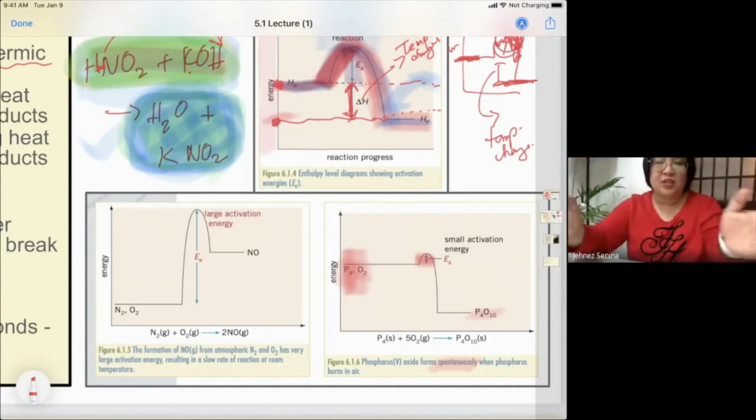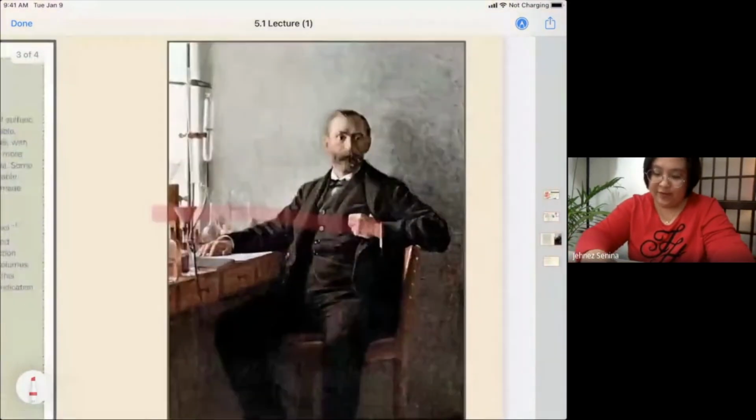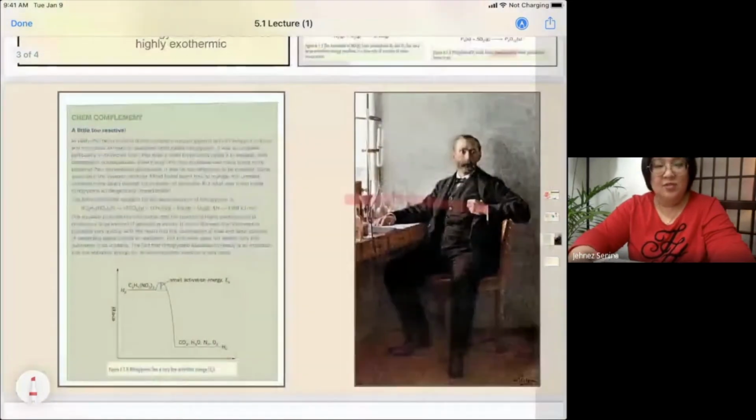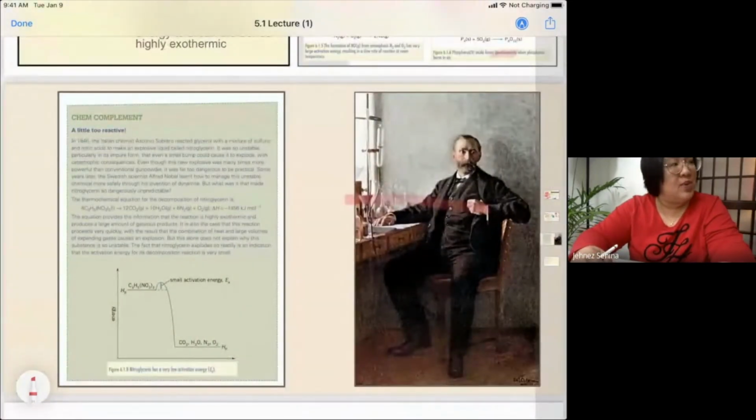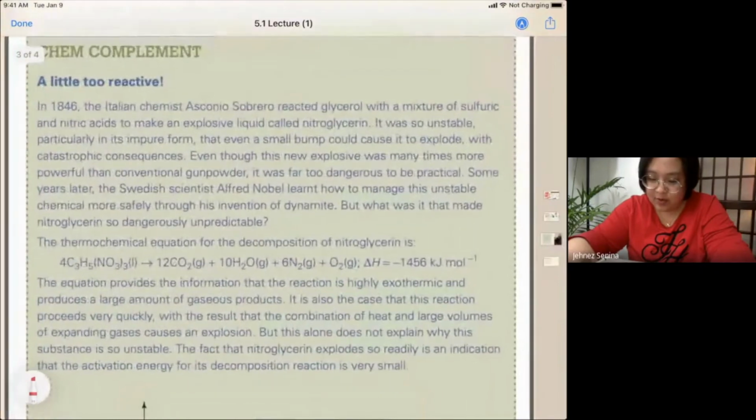Boom! Explosion. Yeah. And speaking of that, in honor of Alfred Nobel, let's talk about him. Alfred Nobel. He donated a large amount of money when he died. I think that's why he became so popular. Anyway, so Alfred Nobel, go ahead and have a read there. Is that too small?